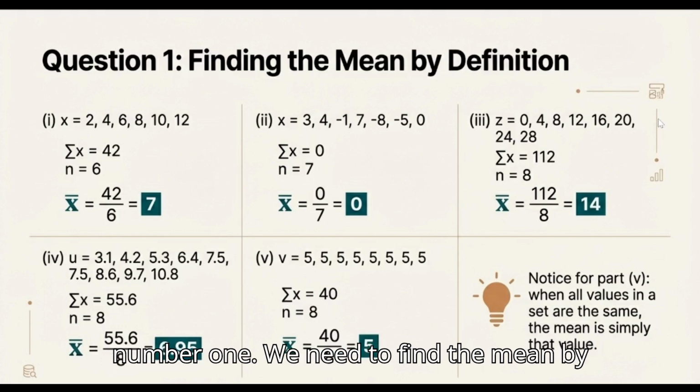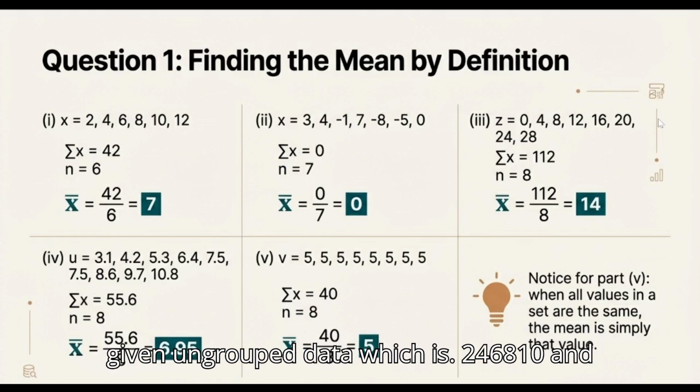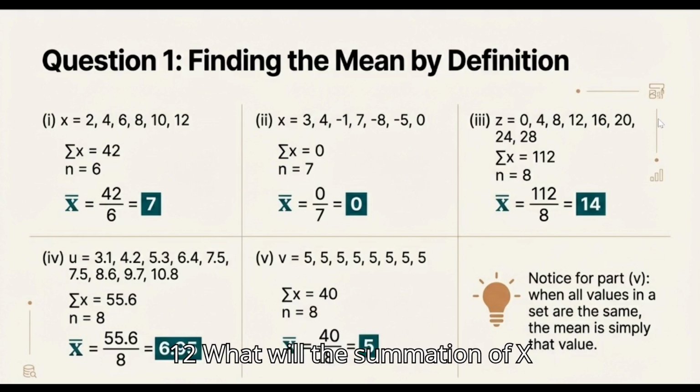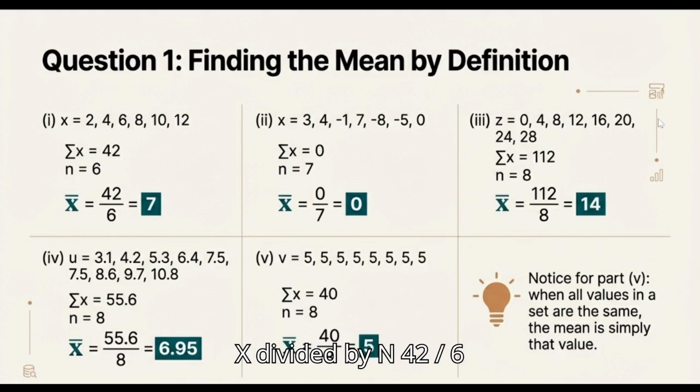In question number 1, we need to find the mean by definition. For the first part, we are given ungrouped data, which is 2, 4, 6, 8, 10, and 12. What will the summation of x be? If we add all of the values, that gives us 42, and the number of values is 6. So we know that the arithmetic mean is summation of x divided by n. 42 divided by 6 is 7.